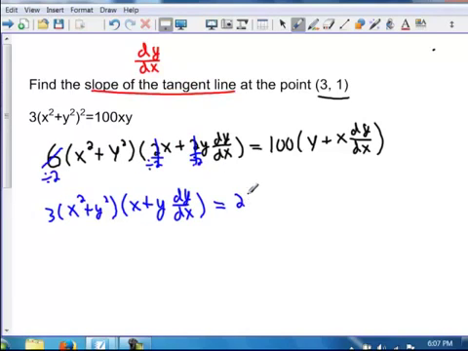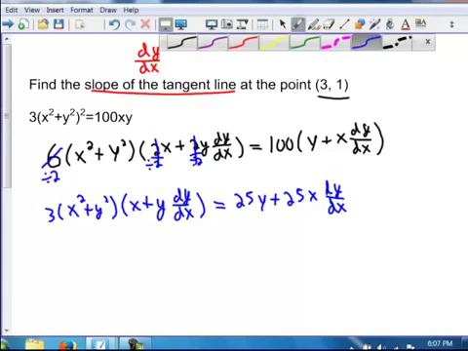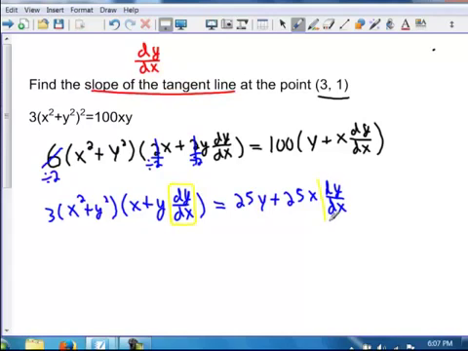So dividing by 4 gives you 25y plus 25x dy/dx. Okay? Now we've gotten to a point where we just need to find dy/dx. So at that point I'm going to use yellow, which might not be the smartest color, but hopefully it shows up a little bit. On my screen it looks good. I don't know how it looks on the projector. That's what I want alone.